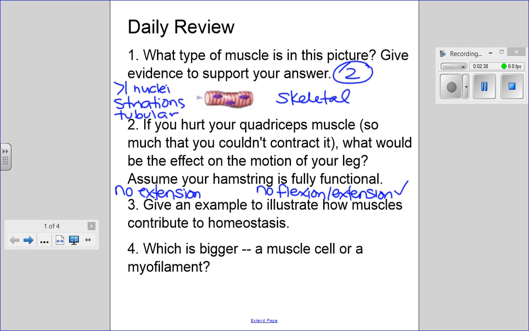Now let's say that you didn't use the words extension and flexion. The motion that you need your quadricep to contract for is to kick your leg forward. Kicking it back is what you need your hamstring to contract for. So if you didn't say the word extension, but you described that you wouldn't be able to kick your leg forward, that would be the same thing for me. So I'll accept either one of those answers, and we're just going to put it out of 1.